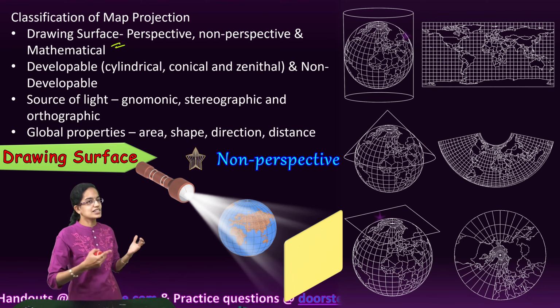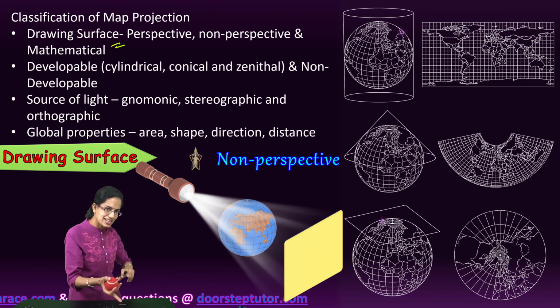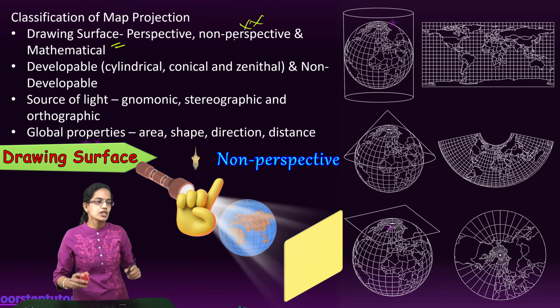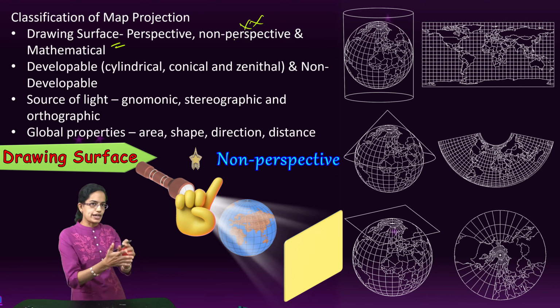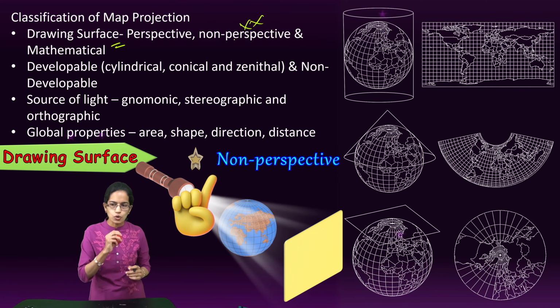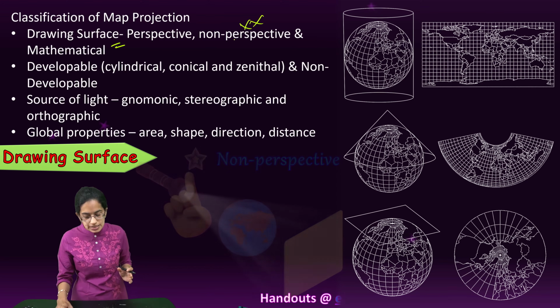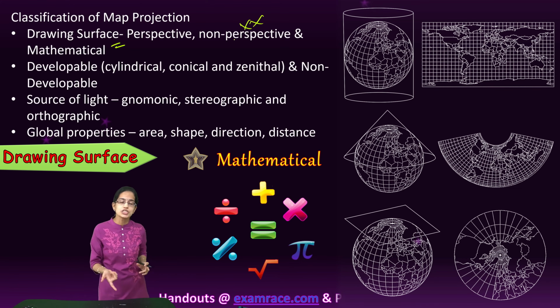Non-perspective projection, definitely, if perspective requires light, non-perspective would require no light source. So there would be no casting of light done on the globe in the case of non-perspective projection.